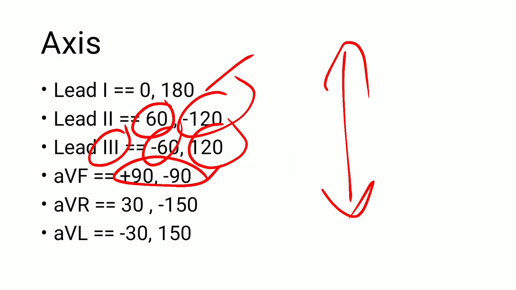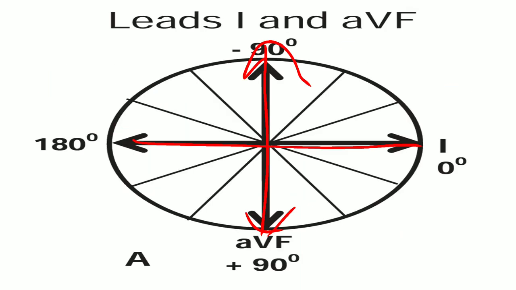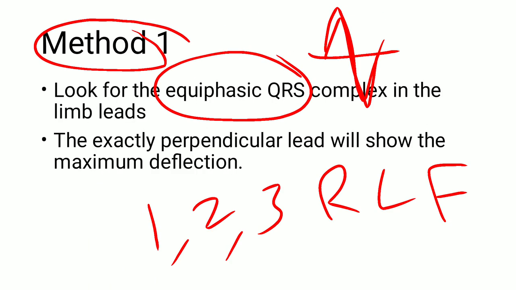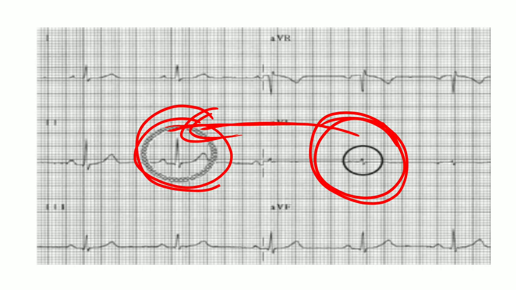So we can go here. Lead 2 showed the maximum positivity. Here is lead 2. Lead 2 has two degrees: one is 60 and the other is minus 120. For positivity, it is 60. So the axis of that patient is 60 degrees. Simple. Just look at the equiphasic complex, look at the perpendicular lead, and look at the corresponding degrees. Either it could be positive or negative, so see whether this exactly perpendicular lead has a positive or negative complex. Then that is your axis.